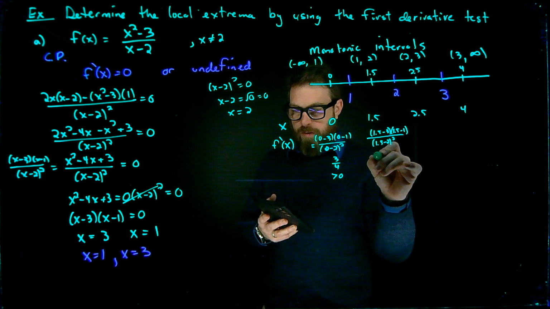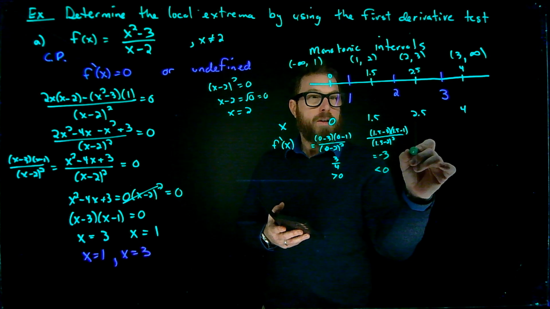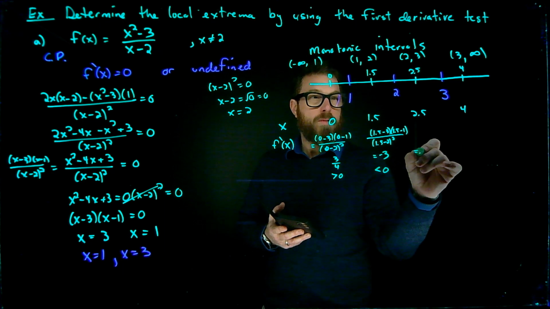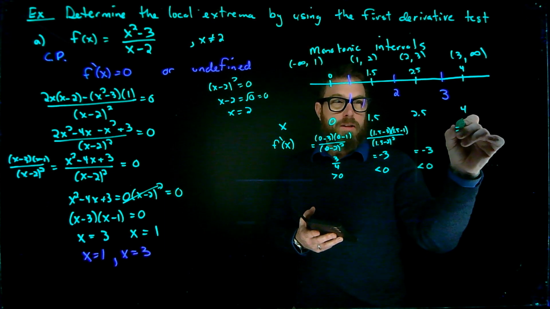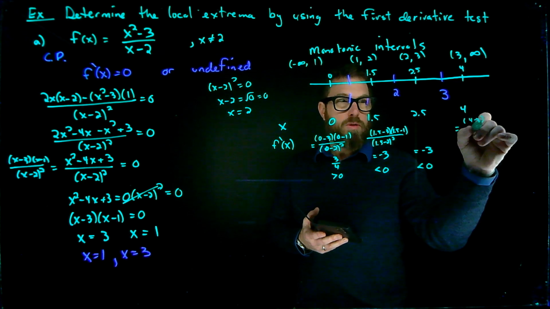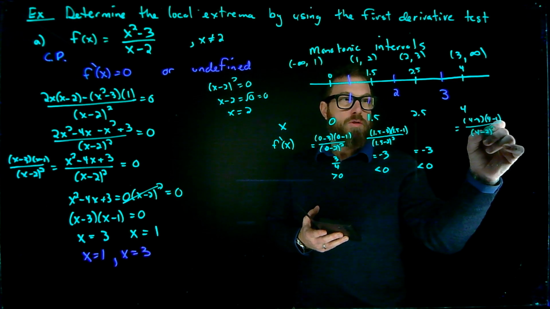So this actually gives us a negative 3, which is less than 0. This one also will give us negative 3, which is less than 0. And then when I plug in 4, I'll write this. I'm just out of room here. So 4 minus 3, this is 4 minus 1, all over 4 minus 2 squared.